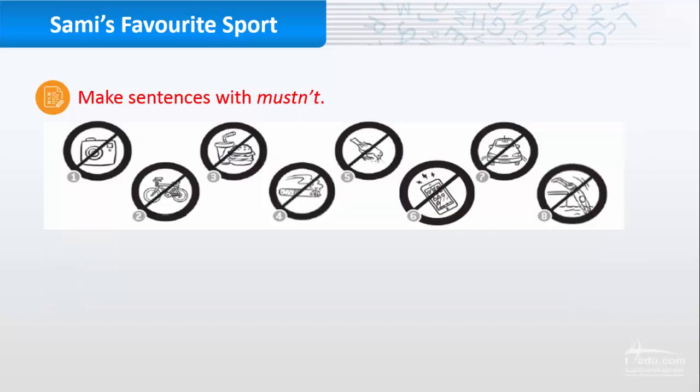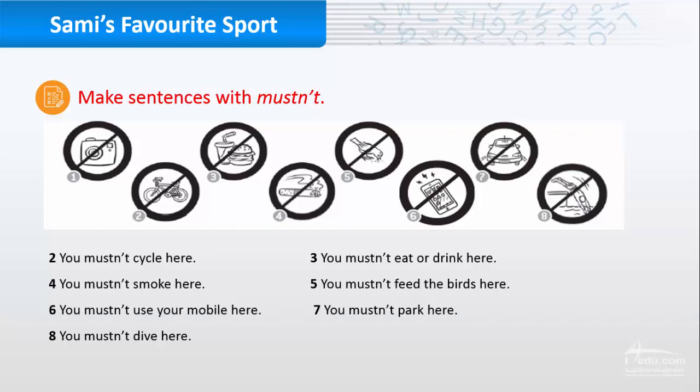I want you now to make sentences with must not. So you have these 8 pictures, that means must not, okay? For example, number 2, you must not cycle here. So it's not allowed for you, you don't have a permission.